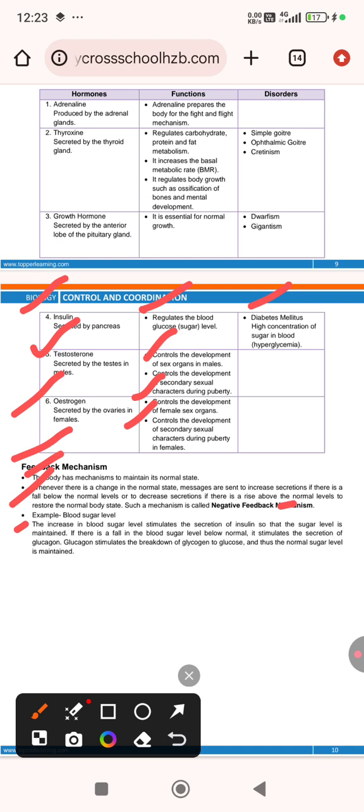Example: blood sugar level. The increase in blood sugar level stimulates the secretion of insulin so that the sugar level is maintained. If there is a fall in the blood sugar level below normal, it stimulates the secretion of glucagon. Glucagon stimulates the breakdown of glycogen to glucose, and then the normal sugar level is maintained.